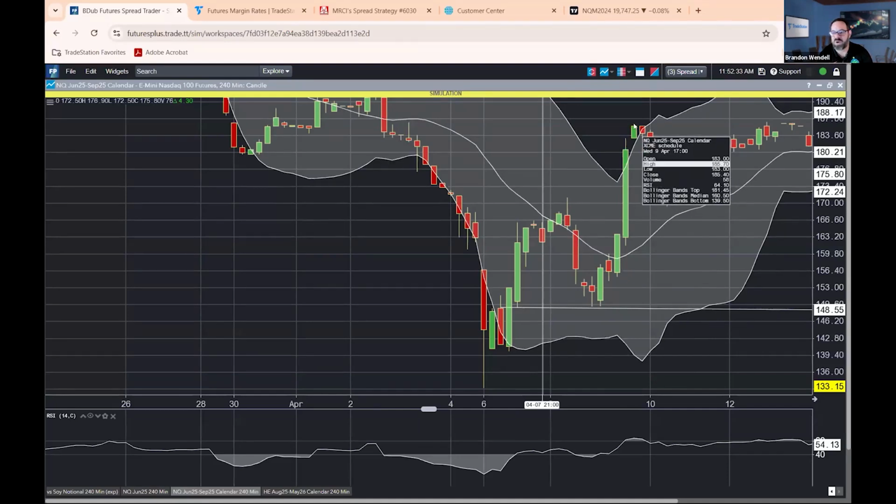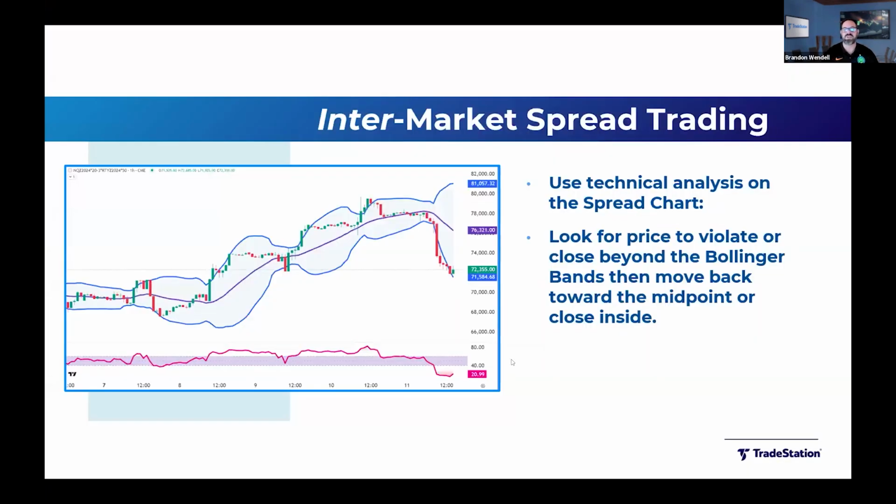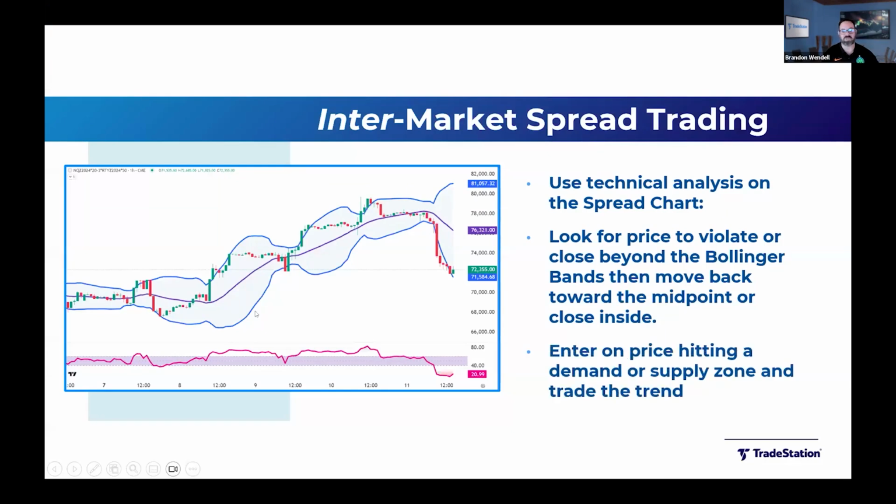It moved from 149 to 180 something. So we're talking about 30 plus points times $20 a point. And what was the margin on this? A couple hundred dollars. So there are definitely great opportunities in the spreads if you know what you're looking for. And the same thing works on those intermarket spreads. I look for areas of supply and demand for prices to bounce.